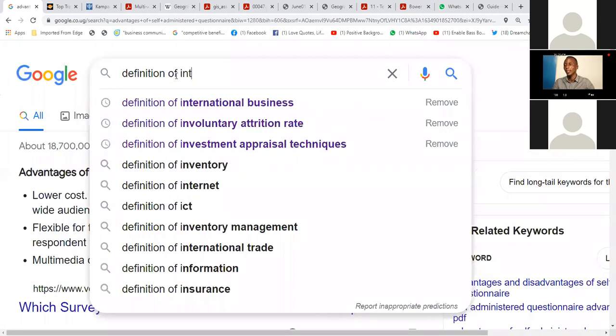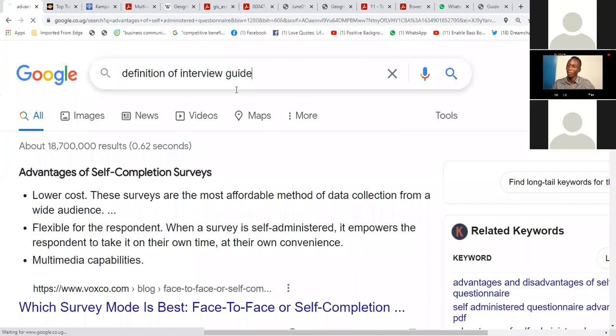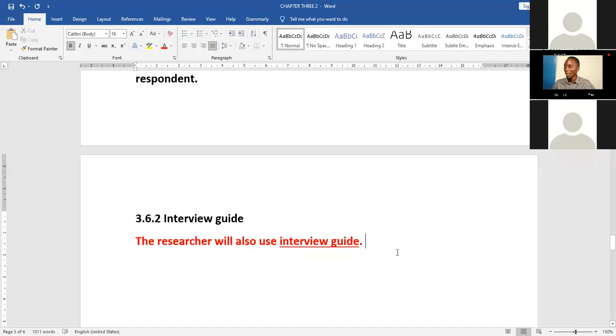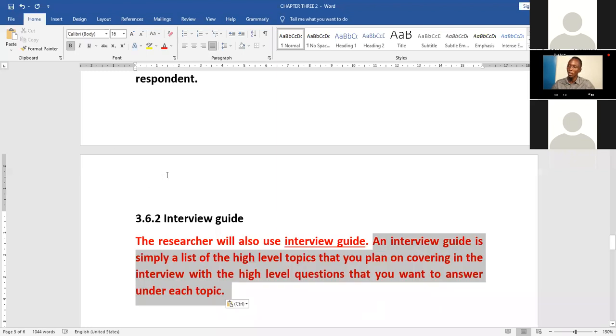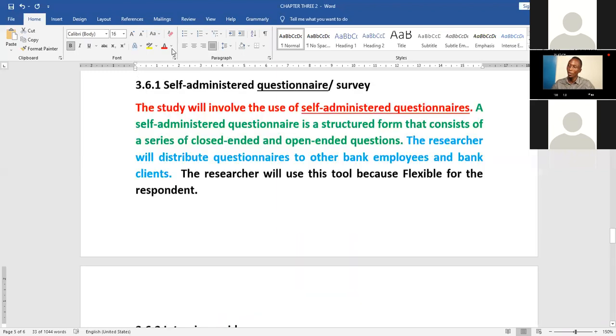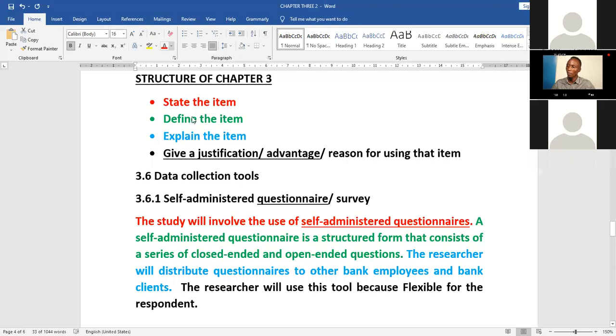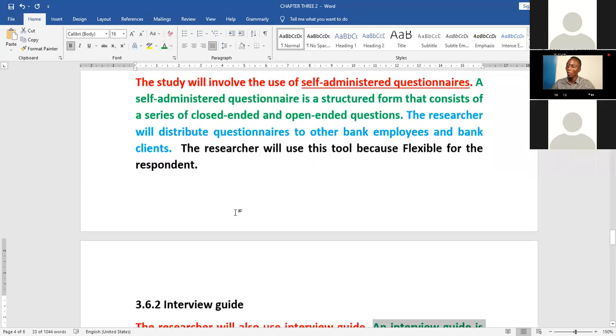So we are looking for the definition of interview guide. After getting the definition, copy that definition just like that, and then we bring it into our work. So this is defining the item. It should be in color green. Okay, then what is next?